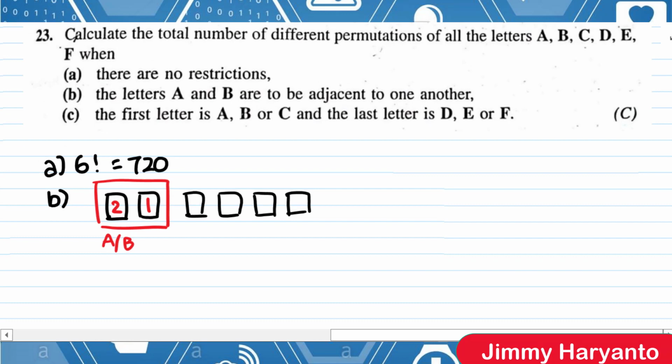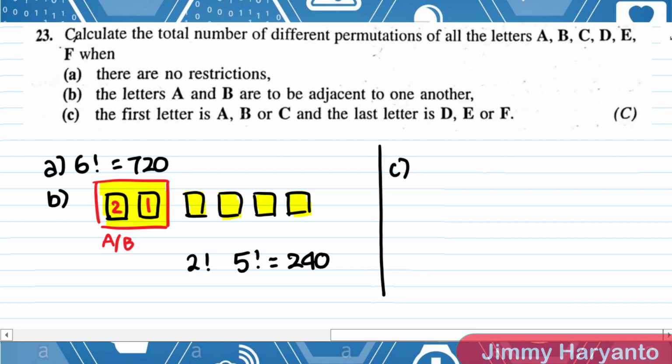The next step is we have to count the number of boxes that we still have. 1, 2, 3, 4, 5. We still have 5 boxes to be arranged. So it will be 5 factorial, and then inside the red box we have 2 times 1, that means 2 factorial. 2 factorial times 5 factorial is 240, I guess.